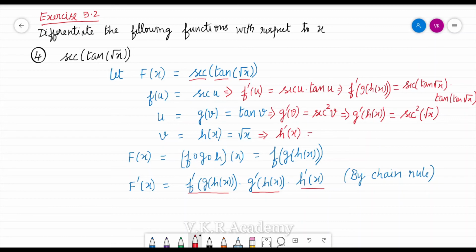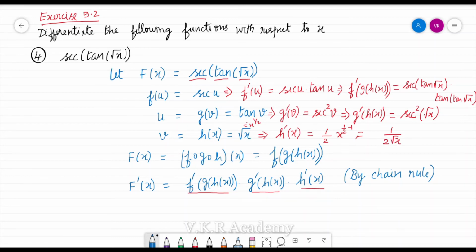h dash of x is equal to differentiating root x. Root x is nothing but x power 1 by 2. So differentiating x power 1 by 2, it is 1 by 2 into x power 1 by 2 minus 1. Derivative of x power n is n into x power n minus 1. That is nothing but 1 by 2 root x.